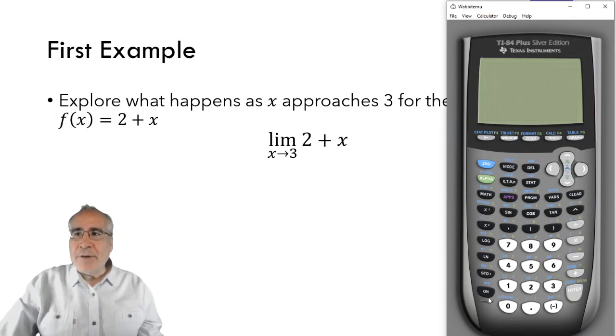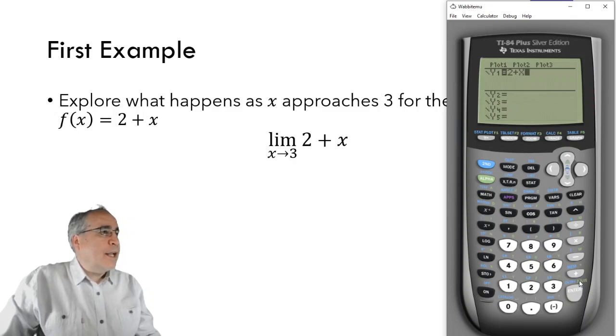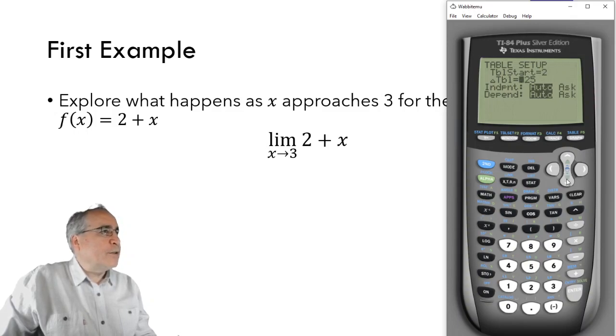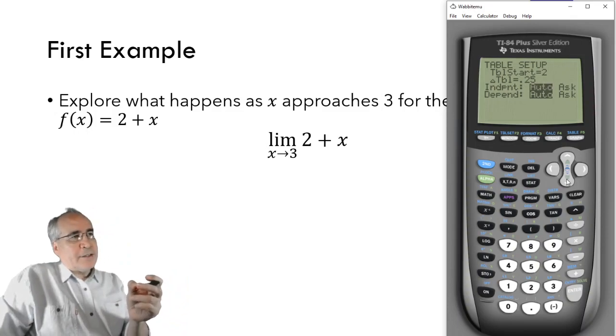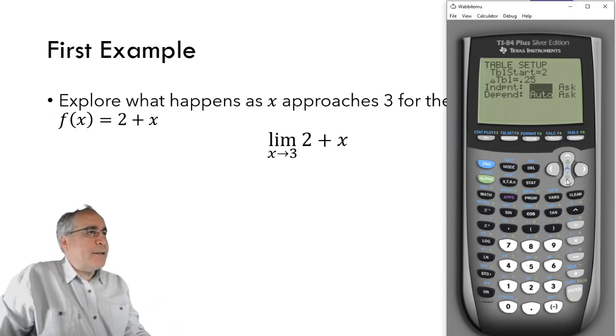So we have our graphing calculator. Turn that on. We're going to put in the function 2 plus x. And we're going to evaluate this numerically. So I'm going to use my table, which is in blue. But before I go to the table, I'm going to go to table set, if you're using a TI 83 or 84. Since I'm going to get close to 3, something close to 3 would be like 2.9, 2.99. I want to see what happens as I sneak up on 3.